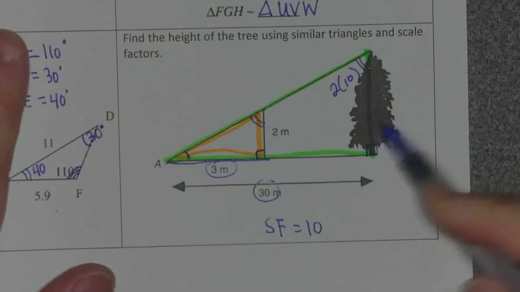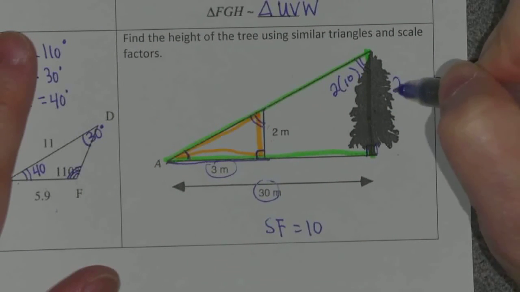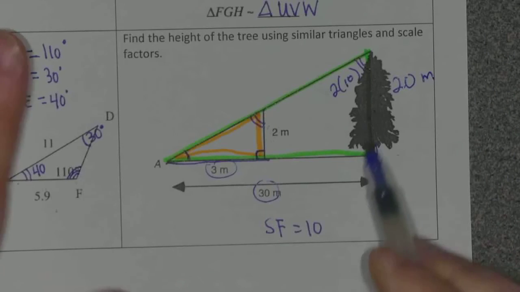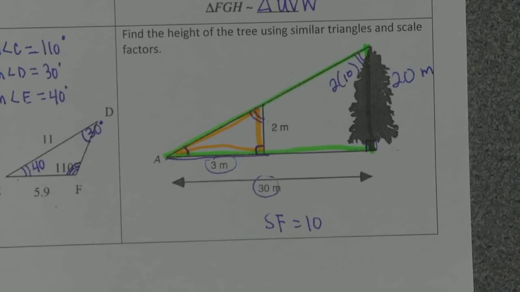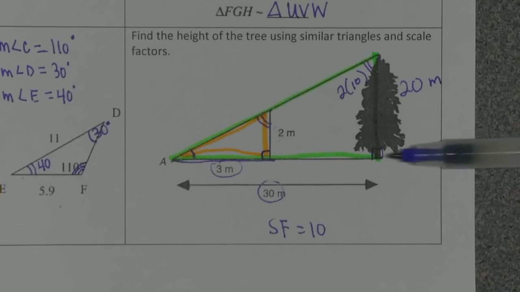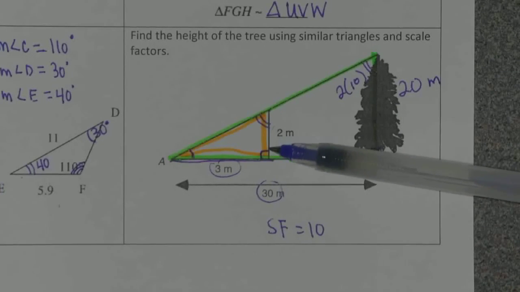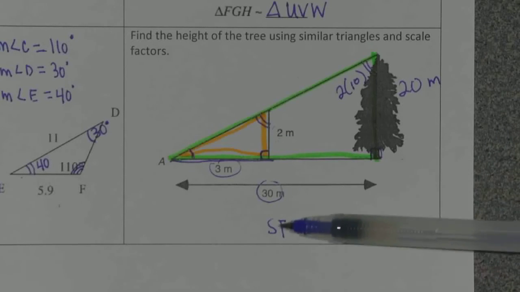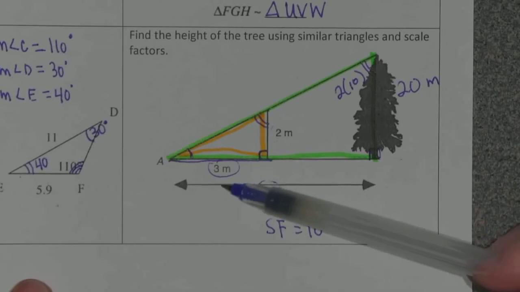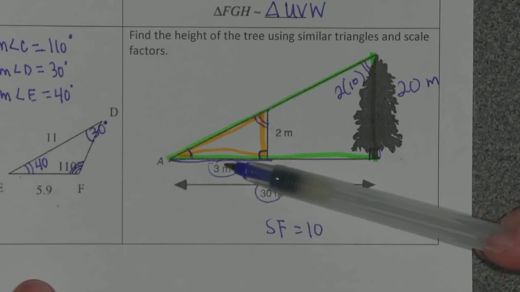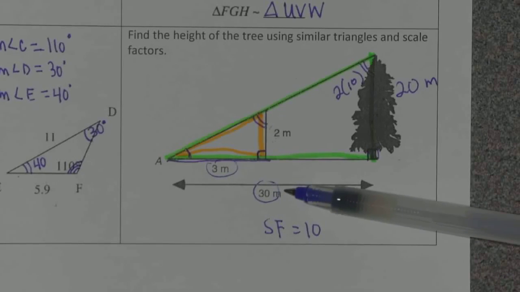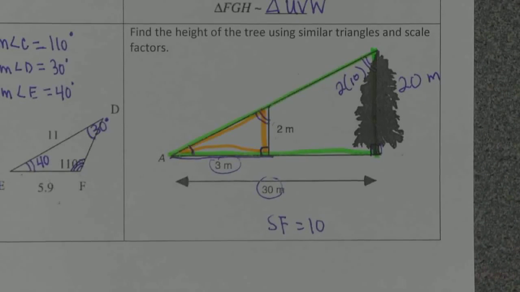So what's the height of the tree? 20 meters, because 2 times 10 is 20. So again, just to recap, in order to figure out missing sides of a triangle that is similar to another triangle, you have to find the scale factor. The scale factor comes from finding what you multiplied one number by to get to the other number. In this case, it was 10.